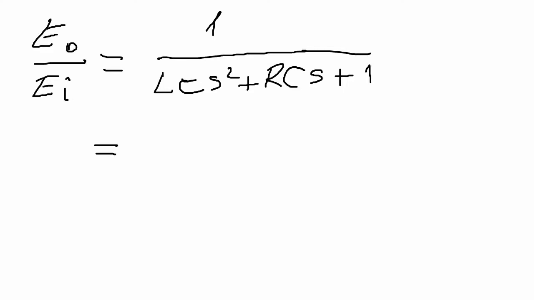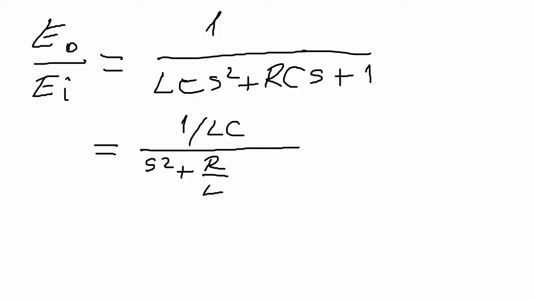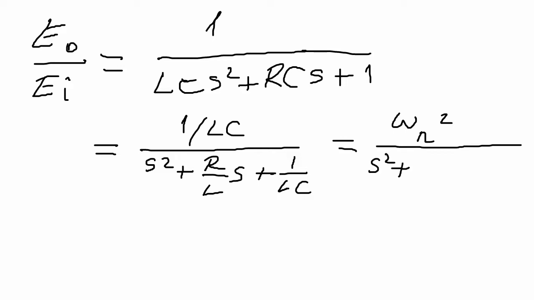In other words, 1 over LC over S square plus R over L S plus 1 over LC, which is equal to omega n square over S square plus 2 zeta omega n S plus omega n square, which is a very famous second order system response of an electric circuit, the LCR circuit.